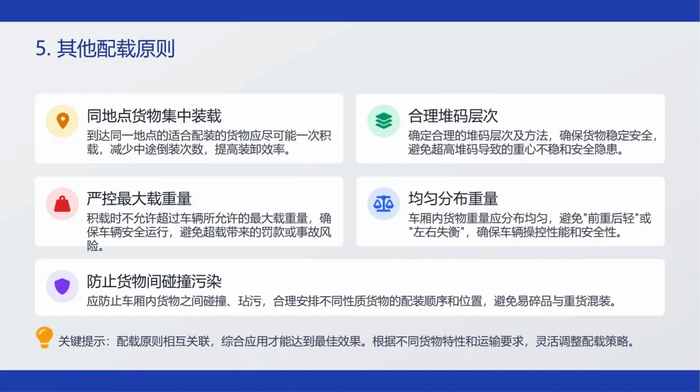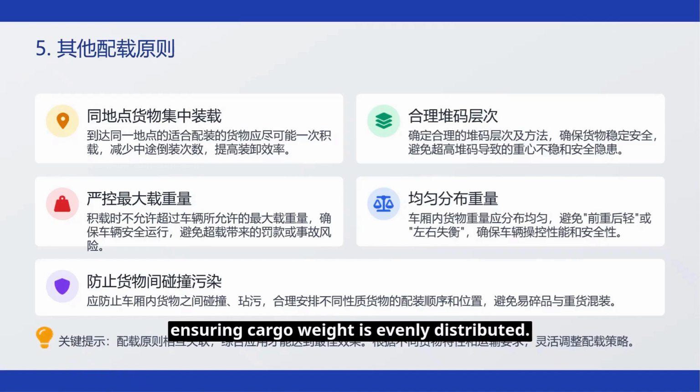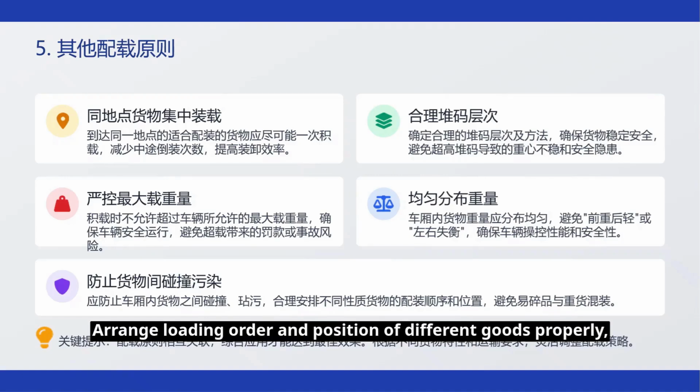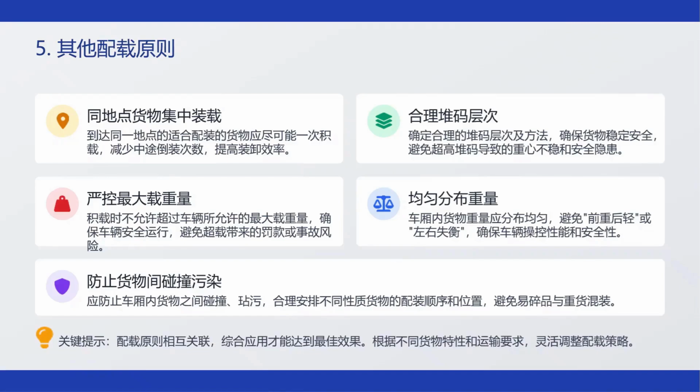Distribute weight evenly, ensuring cargo weight is evenly distributed. Avoid front heavy, rear light, or side imbalances. Maintain vehicle handling and safety. Prevent collisions and contamination between goods. Prevent collisions and contamination of cargo. Arrange loading order and position of different goods properly, avoiding mixing fragile items with heavy goods.